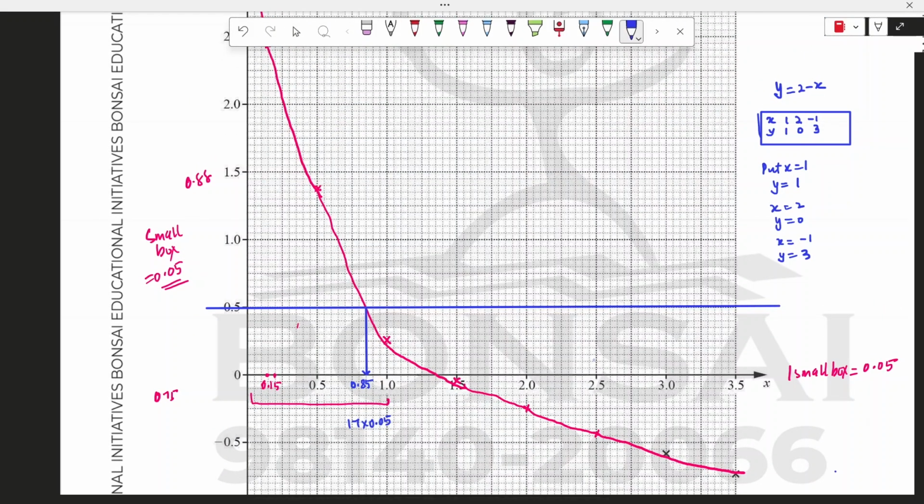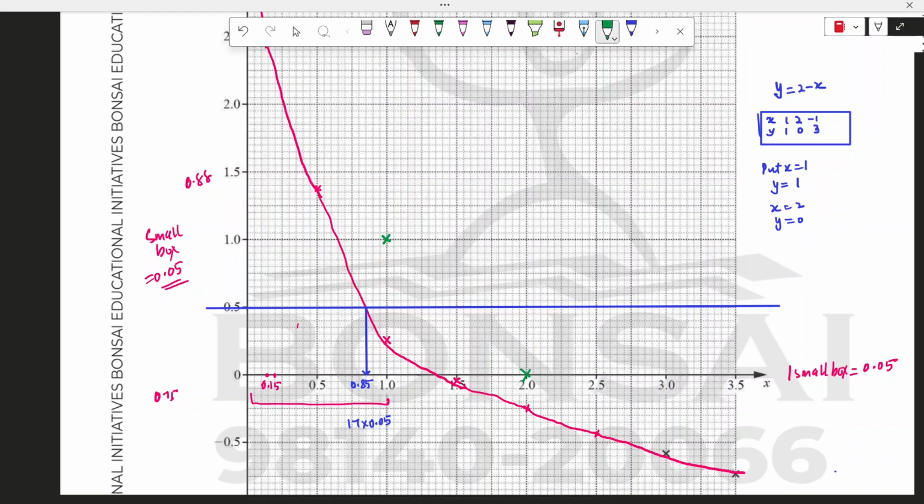1, 1. So x is 1, y is 1. The first point is 1 and 1. It is plotted. Second is 2 comma 0. So x is 2, 2 comma 0. Third point is minus 1 and 3. x is minus 1. We do not have a negative side here, so hence we need to remove this.